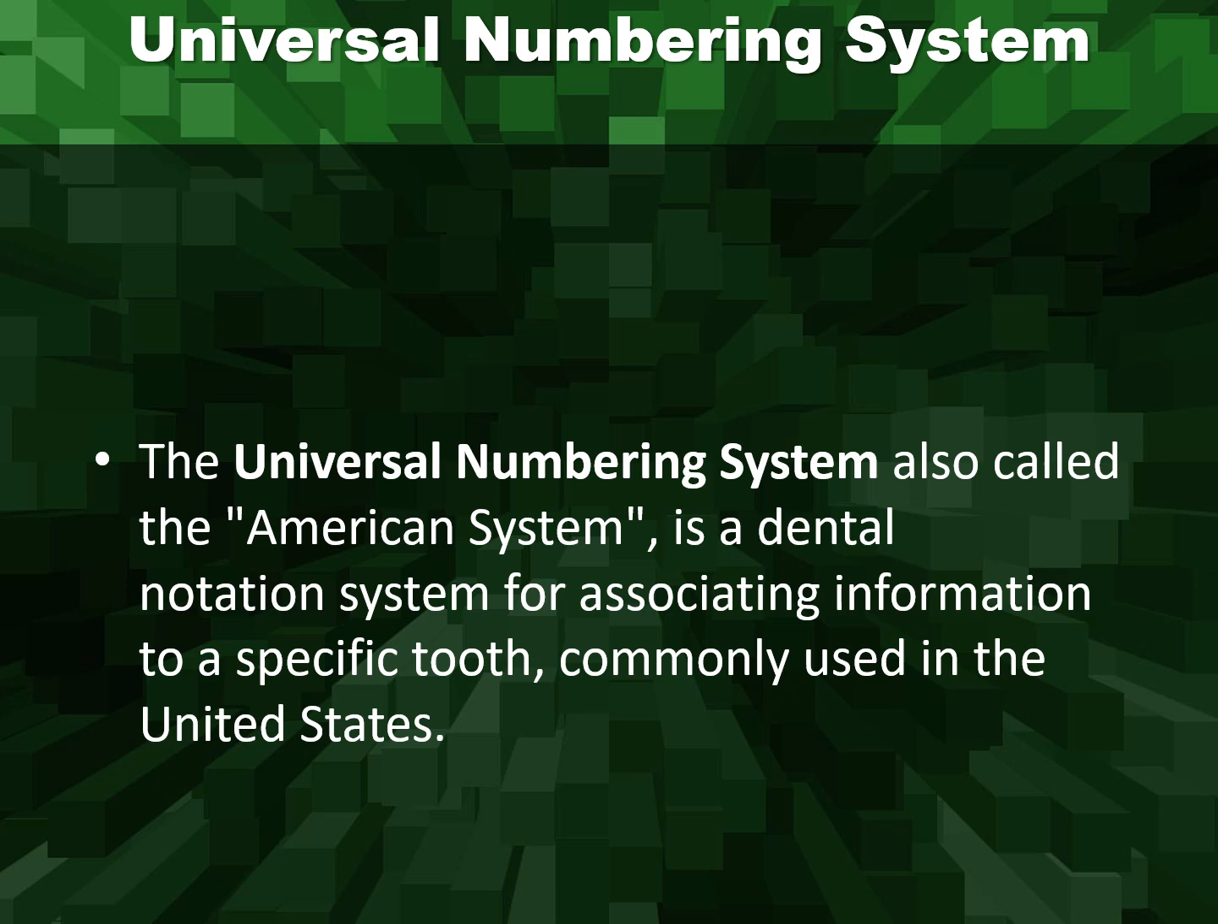Next system, universal numbering system. The universal numbering system, also called the American system, is a dental notation system for associating information to a specific tooth, commonly used in the United States.